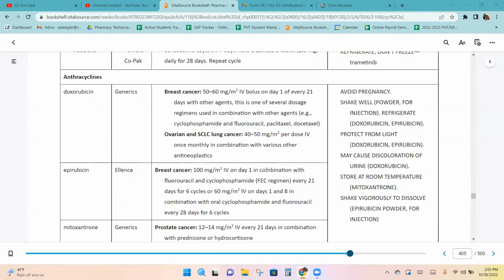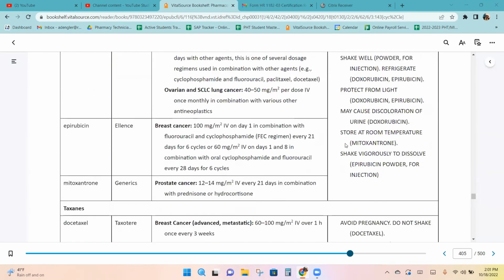For the anthracyclines, we are going to avoid pregnancy. We're going to shake well, the powder for injection. We're going to protect from light. We're going to inform the patient that the medication doxorubicin can discolor their urine. Mitoxantrone should be stored at room temperature.